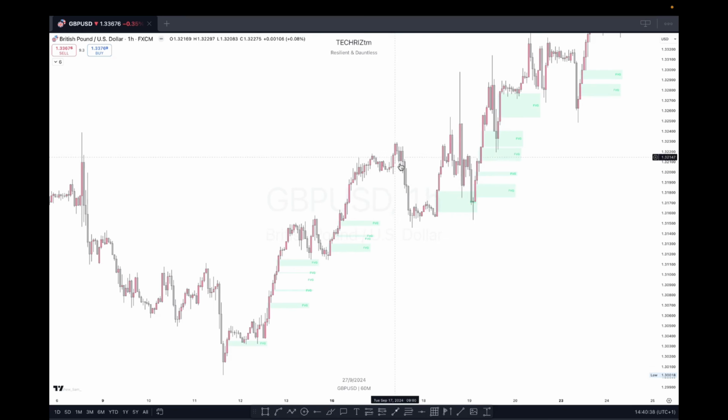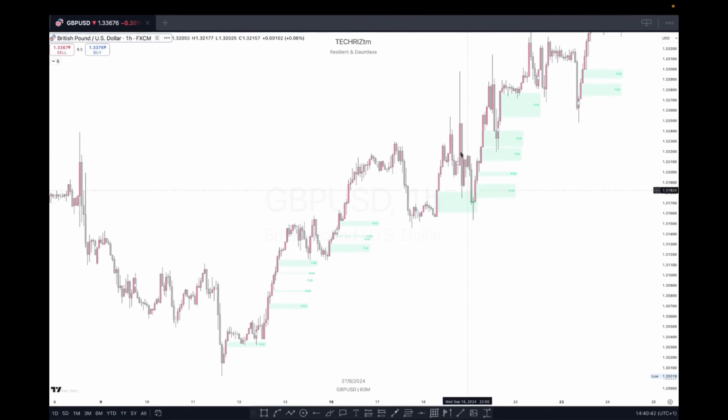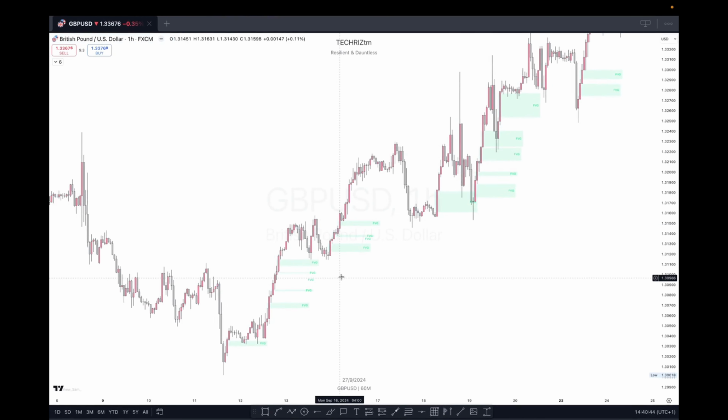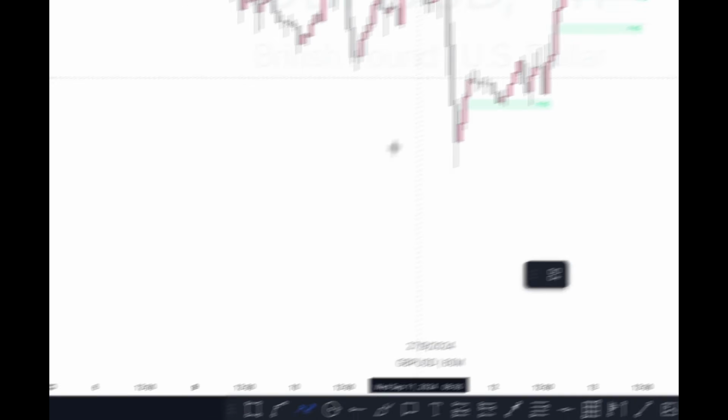So the same thing also happened here. Boom, boom, boom, the shifts, and price came, reacted, and continued up. All right, look at this one as well.